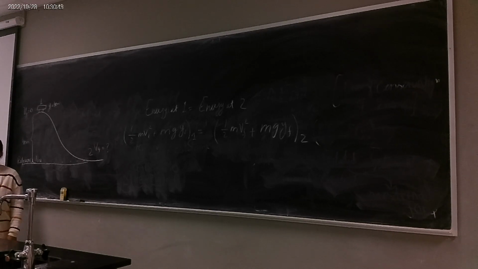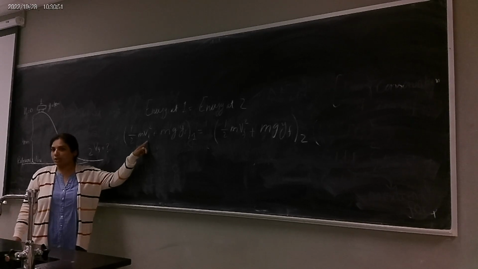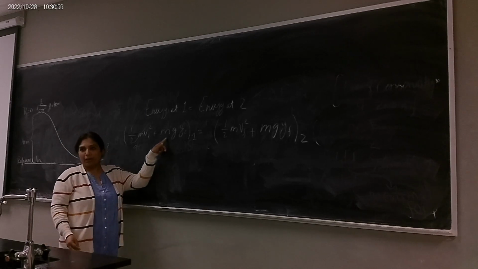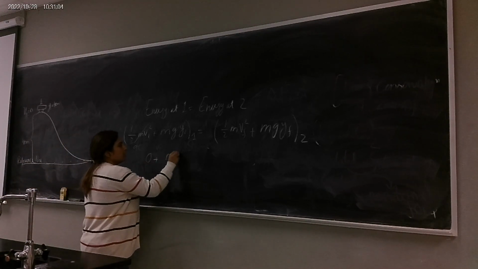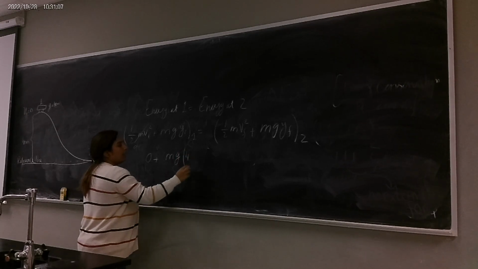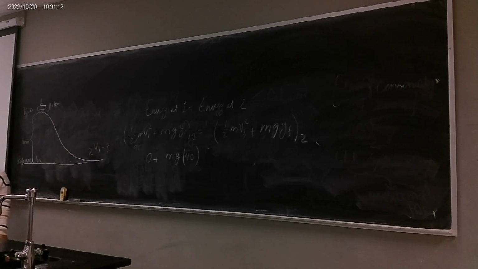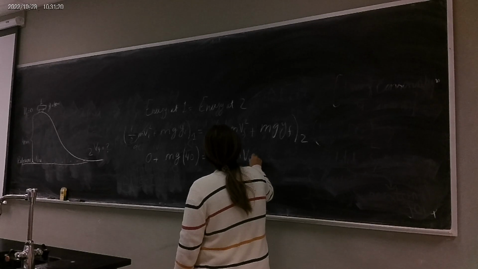Now time to plug in the numbers. What is that? 0, because initially speed is 0. Good. 0 plus, how about this? That's not 0, right? I think I'm going to have to give you the mass for the roller coaster. Let's keep it the way it is. And yi is 40. Good. Equal to half m vf square.